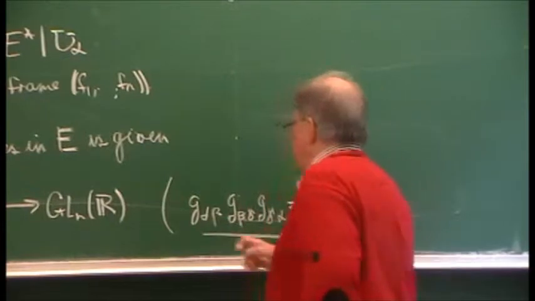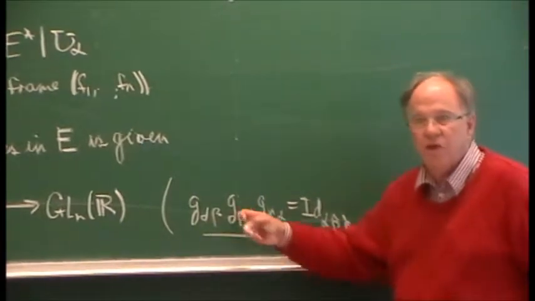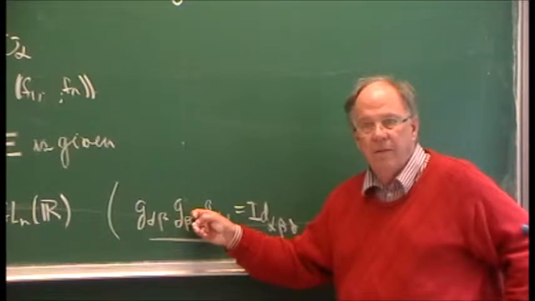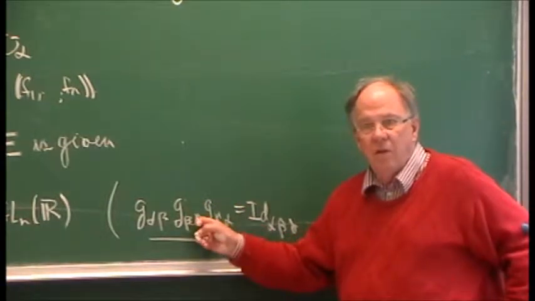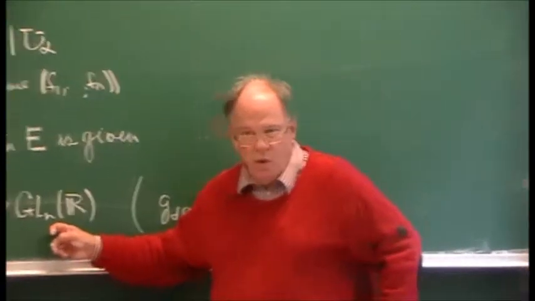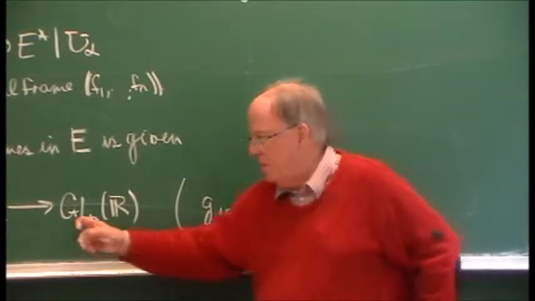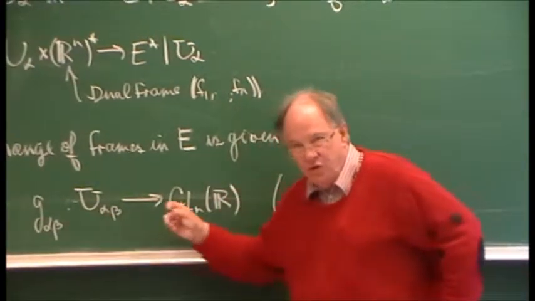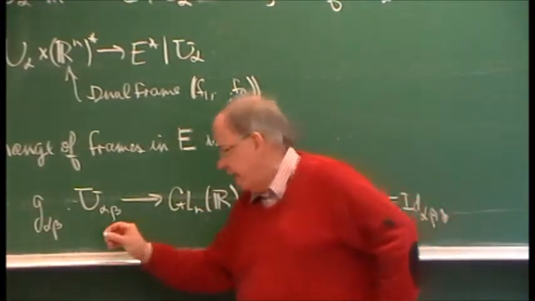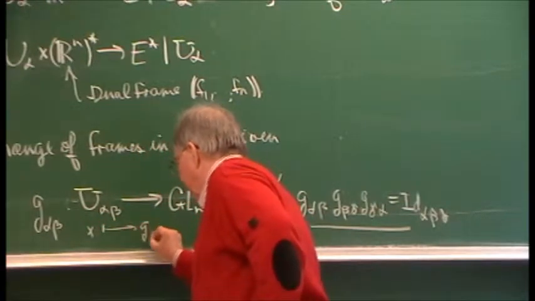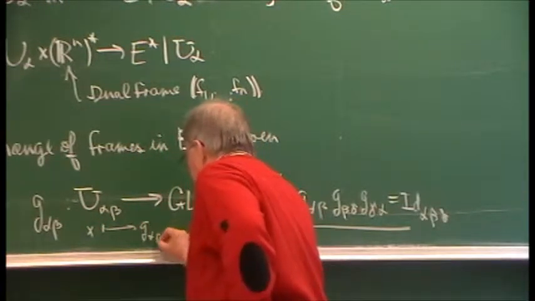Okay, here's an example of a cocycle condition. Now, we're discussing what this means here. These are in GL(n,R). So what does that mean, they're in GL(n,R)? It means they're mappings from U alpha beta to GL(n,R). That means a point X, let me emphasize, a point X gets mapped to G alpha beta of X.